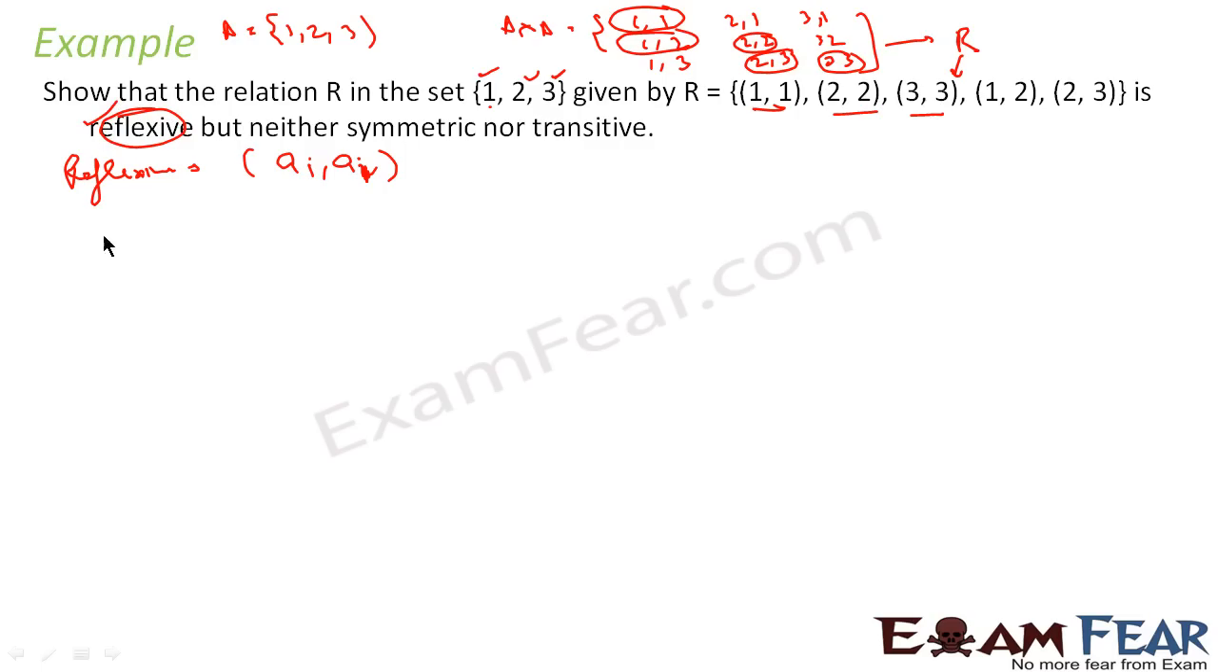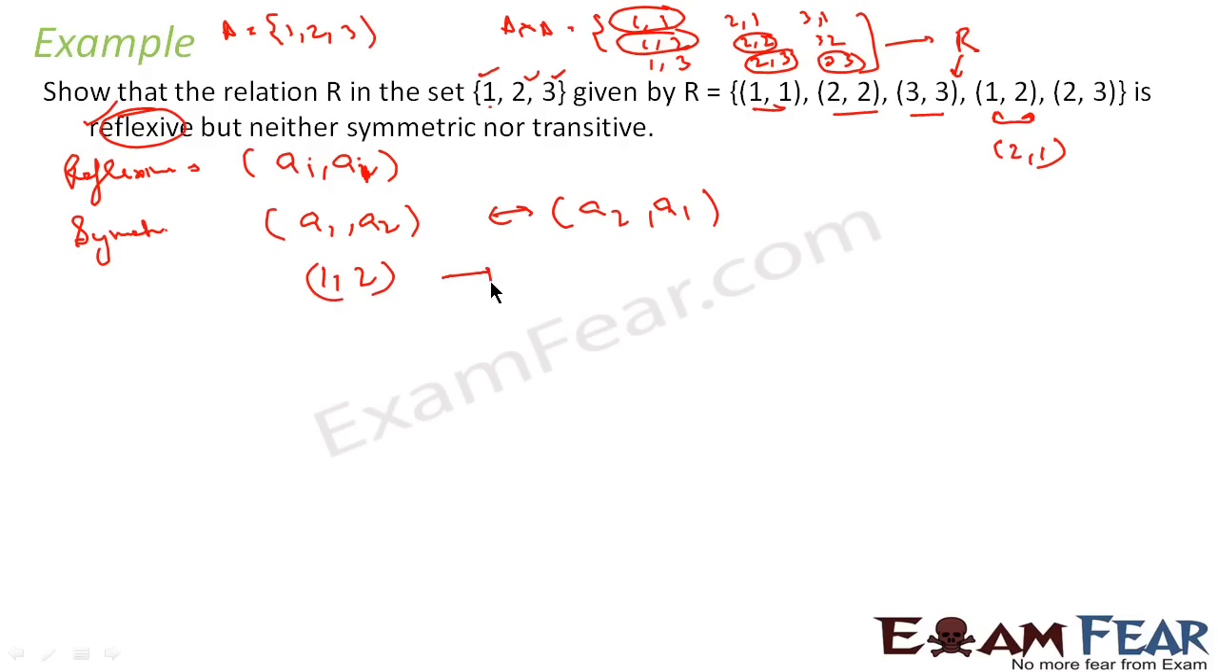Now, whether it is symmetric or not. For symmetric, I told you, if (a1, a2) exists, then (a2, a1) should also exist. Now if you see, (1,2) exists, but (2,1) is not there. Correct? So this is not symmetric. You have to just find one instance where (1,2) is there, and (2,1) is not there. Or you could have taken this also: (2,3) is there, (3,2) is not there. This is not symmetric.